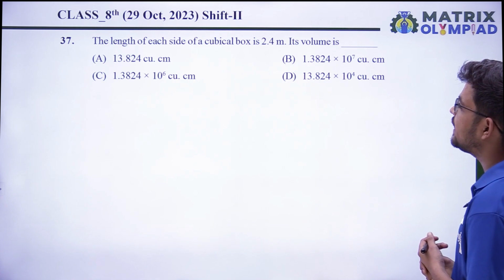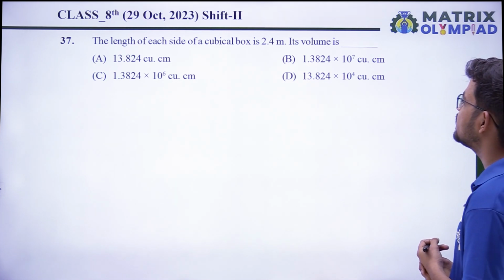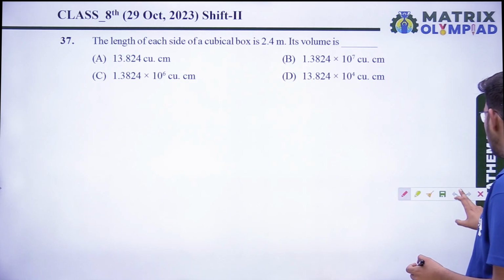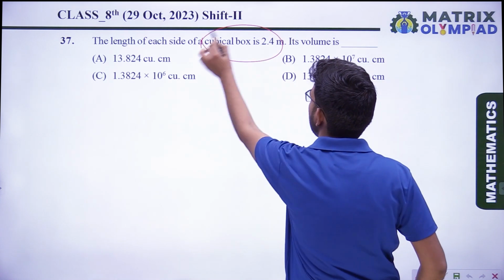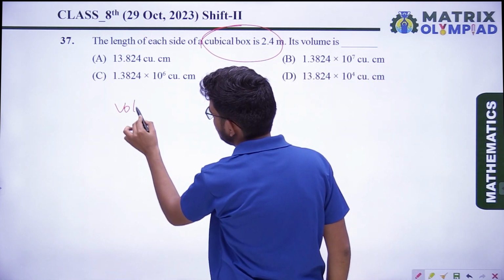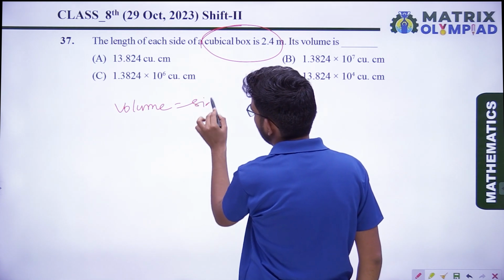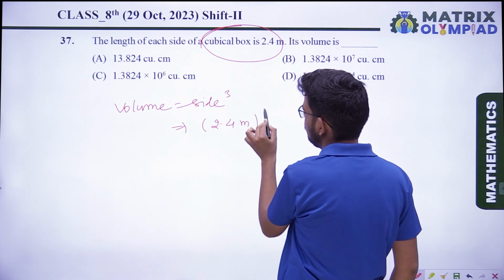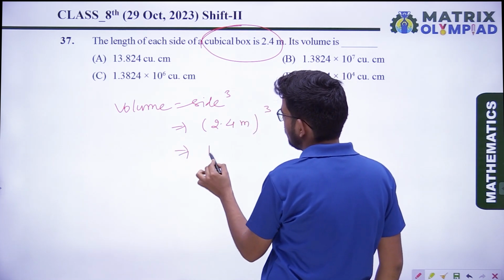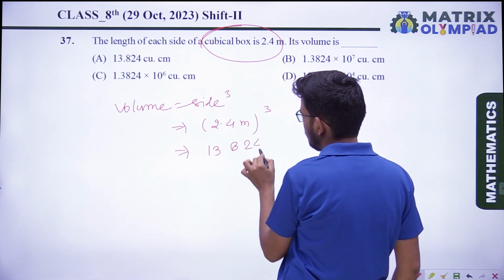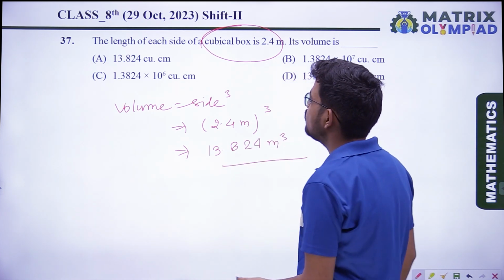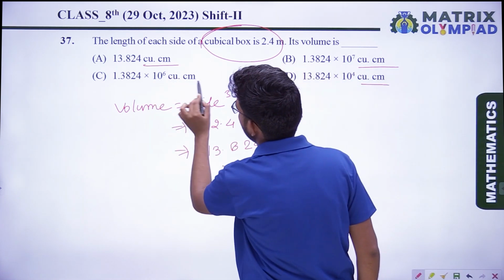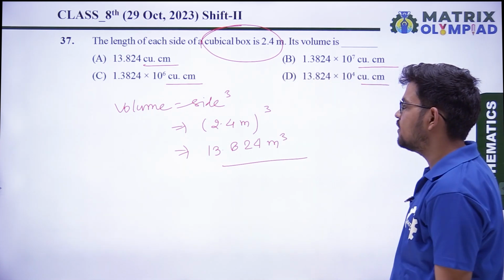Okay. Next question: the length of each side of a cubical box is 2.4 meter. Its volume is? Side is given. We have to find the volume of the cubical box. Volume of the cube is given by side cube, so it means 2.4 meters cube. That will be 13.824 meter cube. But here you notice that all the answers are in cube centimeter. So we have to convert into cube centimeter.